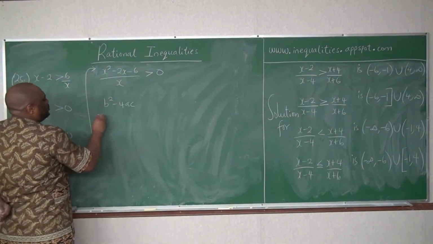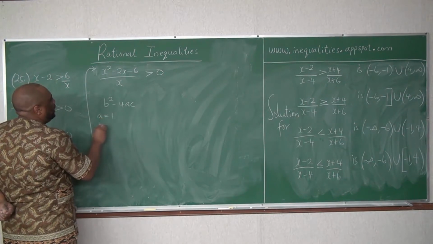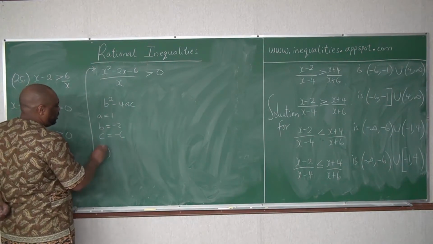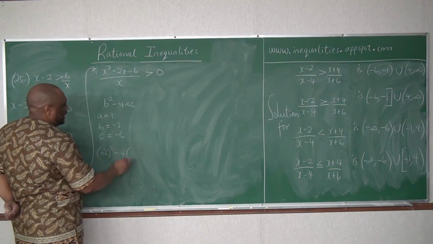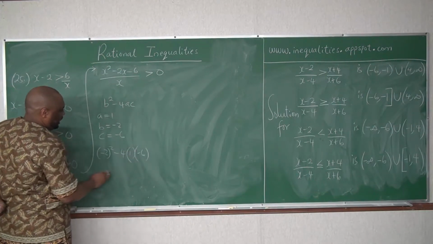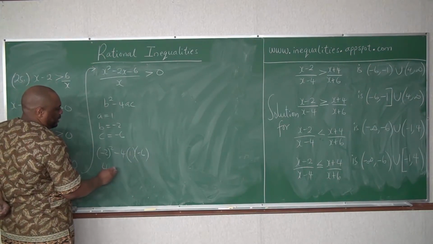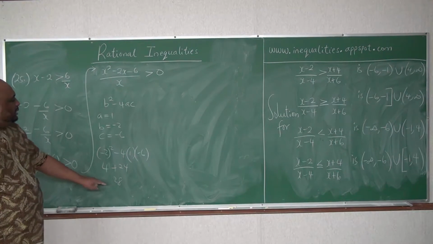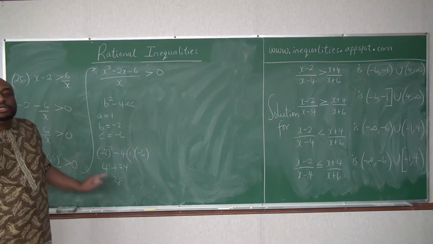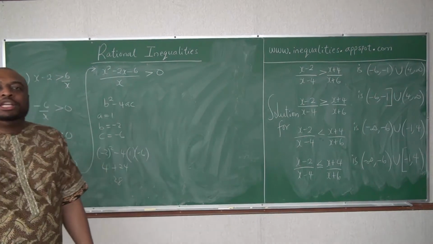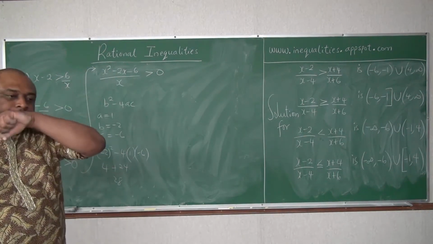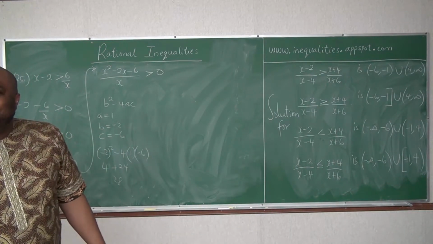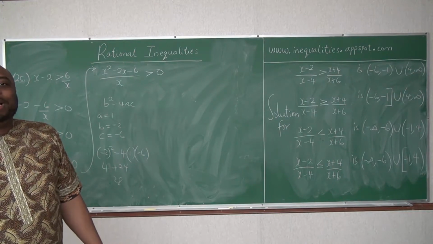So in this case, our A is 1, our B is -2, our C is -6. So B squared is -2 all squared minus 4 times 1 times -6. And that is 4 plus 24, and that is 28. So the discriminant is 28. 28 is not a perfect square, so you cannot factor this. However, we need to get the test points.